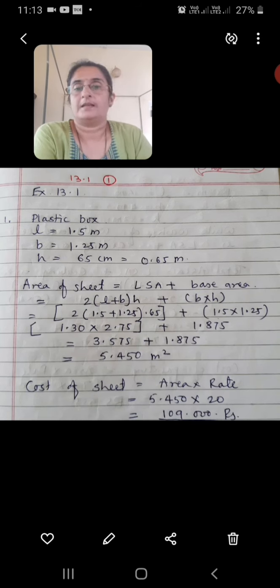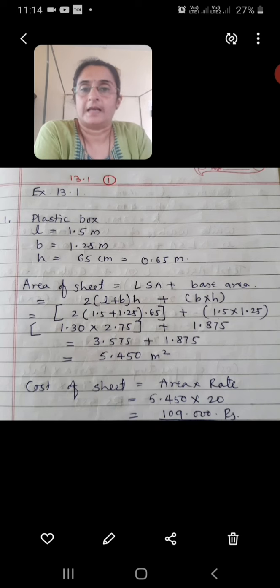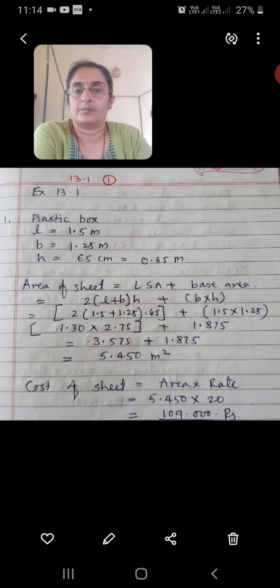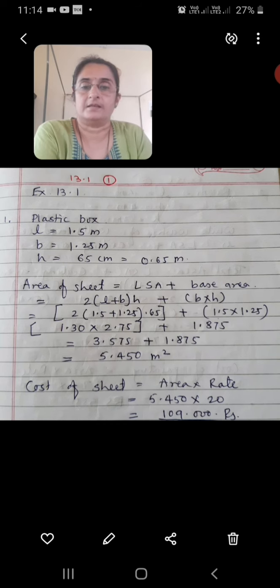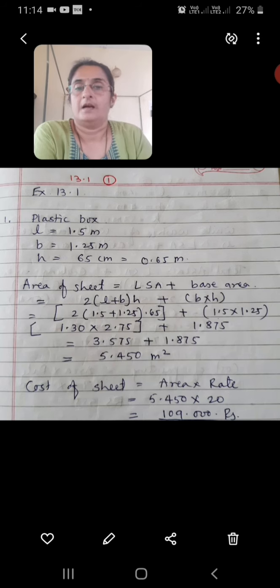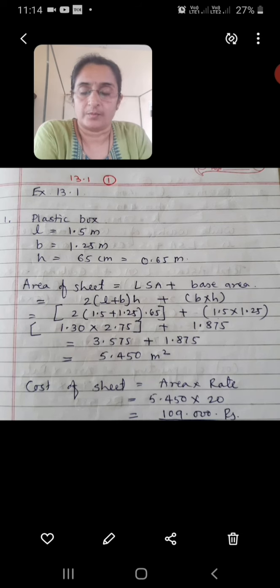Now it is told that a plastic box has to be made. The dimensions are given: length is 1.5 meter, breadth is 1.25 meters and height is 65 centimeter, which I have converted into meters, that is 0.65 meters. You have to make the box which is open from the top, so we are not going to use plastic for the top. So how much plastic do we need? We need it for 4 walls and the base. 4 walls means what? We are going to find the lateral surface area of that cuboid and the base area.